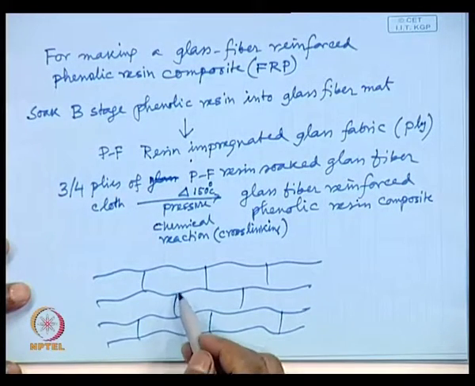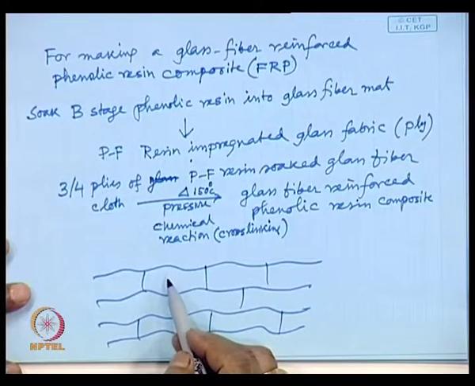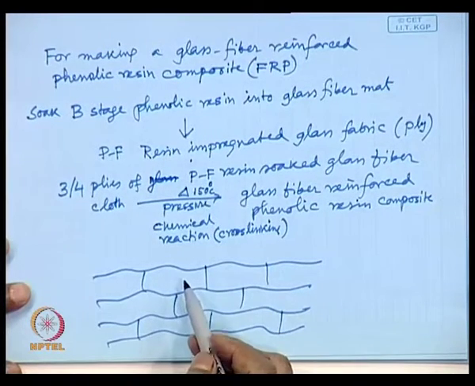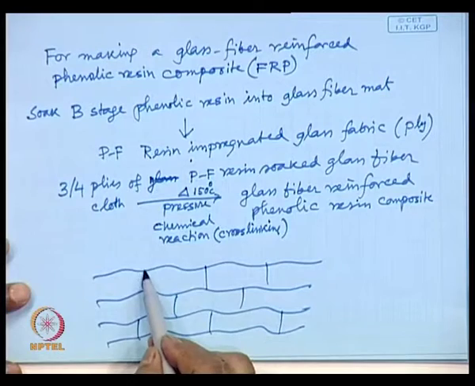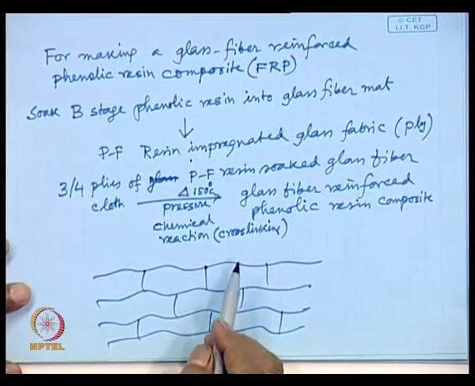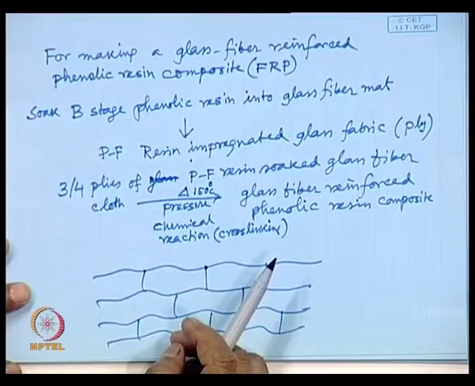Cross link density means the number of cross link bonds, intermolecular cross link bonds present in that system, or the other way around, we can say what is the length of the polymer segment between two cross links, molecular weight of the polymer segment between cross link. That way you can also express the cross link density.